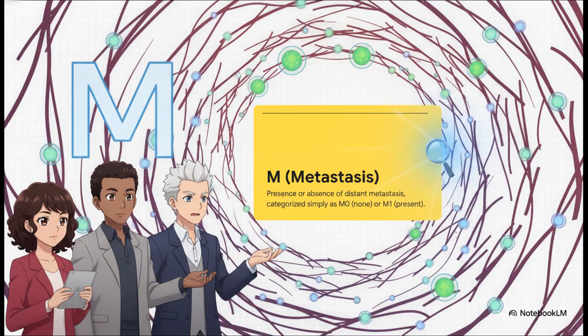Finally, we arrive at M for metastasis. And guys, this is the most critical factor for systemic spread. It simply categorizes the presence or absence of distant metastasis. It's very straightforward. M0 means none found, and M1 means distant metastasis is present. Now, how these three specific components combine is going to dictate absolutely everything we do next.